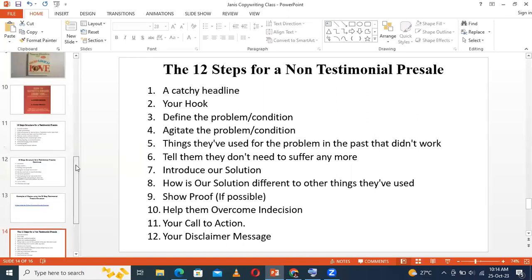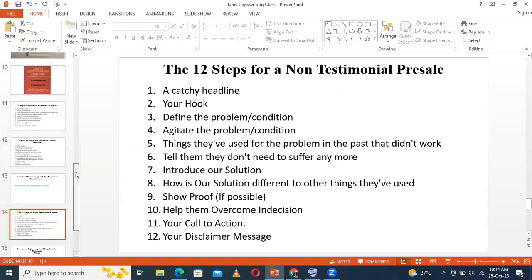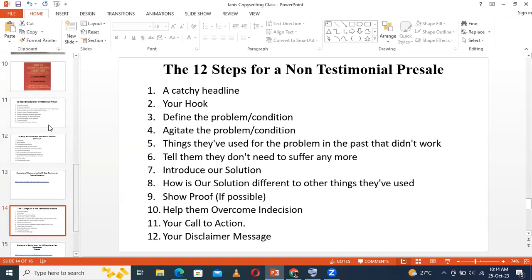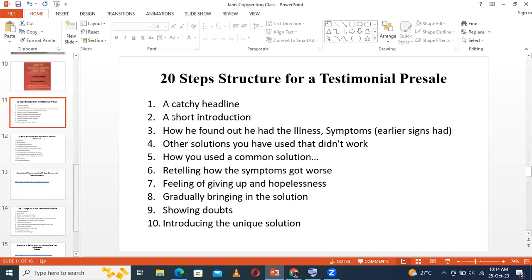Please, guys, don't forget that if you have any question, write it down so you won't forget. After the class, we'll treat every question. So now let's get started. For the 20-step structure for a testimonial pre-sale, the first thing you need to have is your catchy headline. So let's open this example that I prepared for you guys.